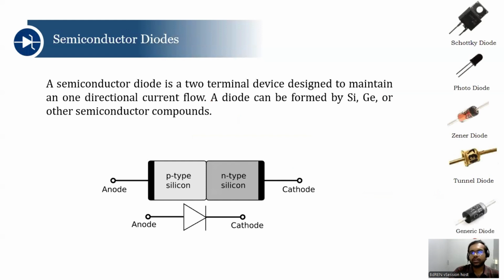Now coming to the semiconductor diodes, a semiconductor diode is a two-terminal device designed to maintain a one-directional current flow. A diode can be formed by silicon, germanium, or other semiconductor compounds. So, a semiconductor diode typically has two portions. One is the P-type silicon part, commonly known as the anode, and the N-type silicon part, known as the cathode. This is the conventional electrical symbol for a PN junction diode.